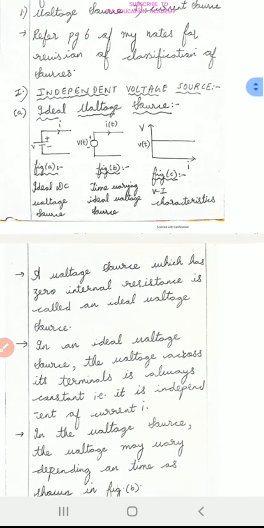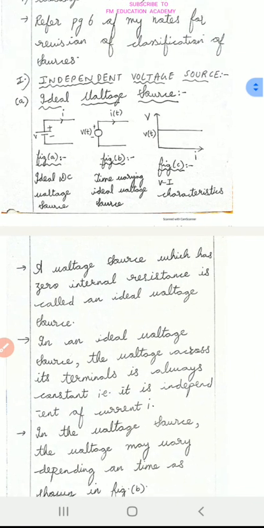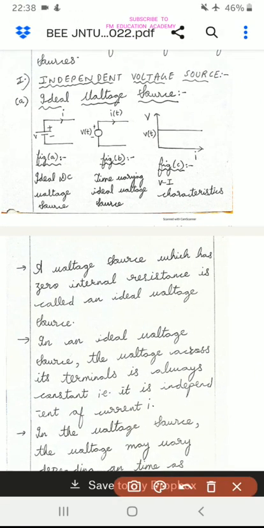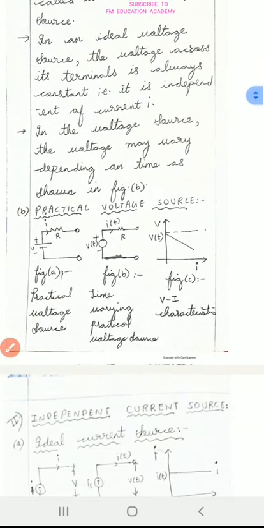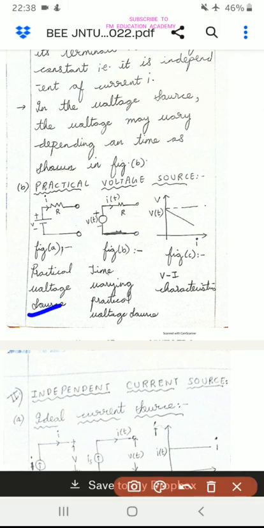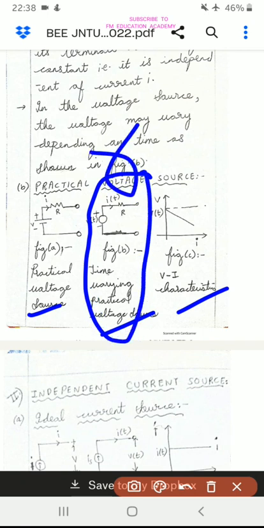And under independent voltage source, we have the ideal voltage source. As we know, an ideal voltage source means one which does not exist practically. It means it will give a linear graph, as you can see here. So this is the ideal DC voltage source, this is the time varying ideal voltage source, and this is the VI characteristics. You will explain what is an ideal voltage source, and then similarly we will write what is a practical voltage source, what is a time varying practical voltage source, and the VI characteristics. Even if you skip this second figure, it is okay, but the first and third figures should be there.